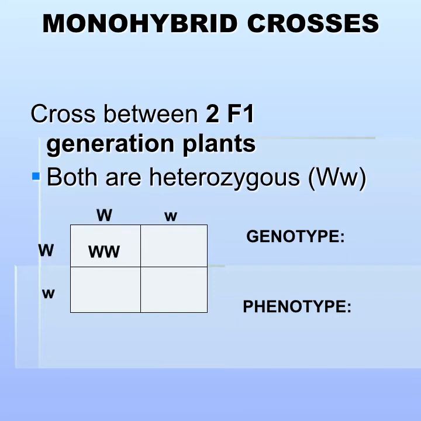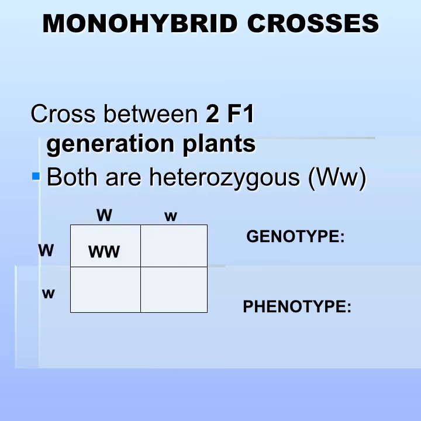And the first offspring would be capital W, homozygous white. The second one, big W, little w, heterozygous white. Third one, same as the second, heterozygous white. And the fourth one, little w, homozygous recessive, blue.